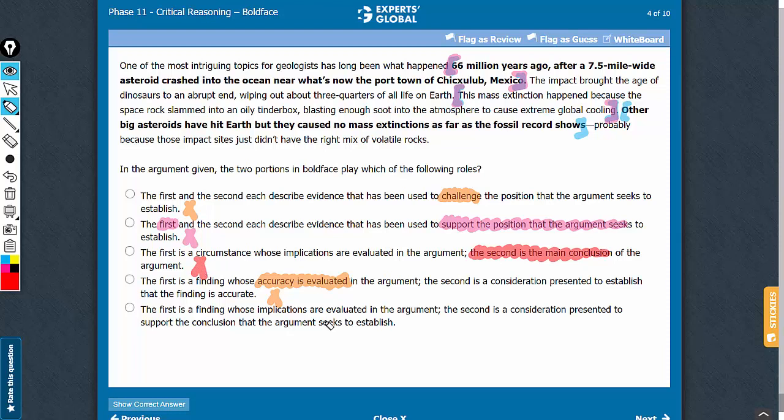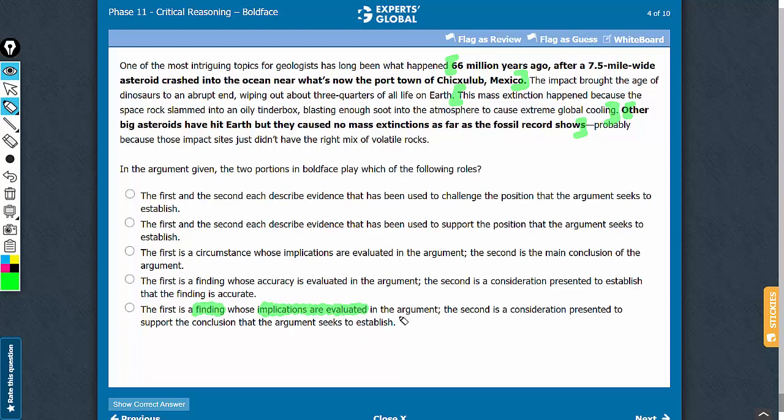Let's confirm answer choice E now. We know that this is the conclusion here. The first boldface is a circumstance whose implications are at issue in the argument, and the second boldface is a concrete evidence that supports this conclusion here. Answer choice E says that the first is a finding. Yes, finding is a good term for the first boldface here. A finding whose implications are evaluated. Yes, implications is a good word here. Evaluation is a good word here.